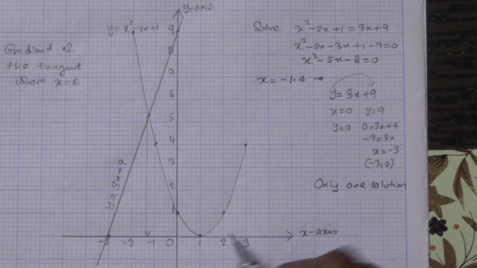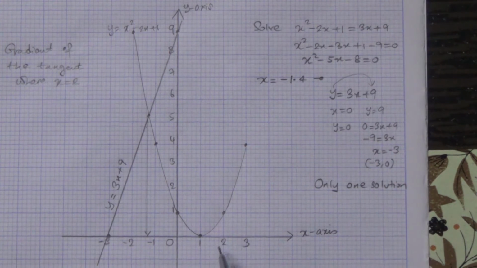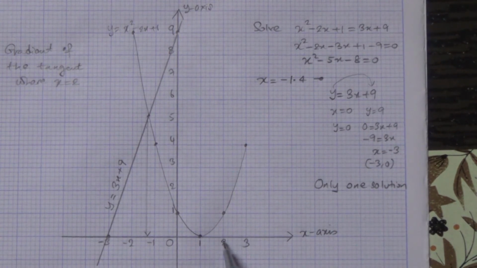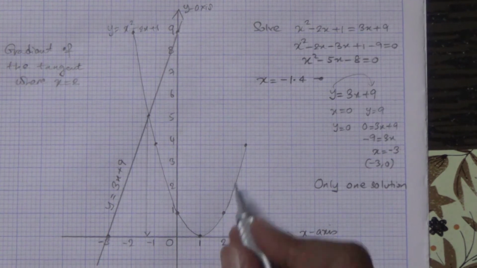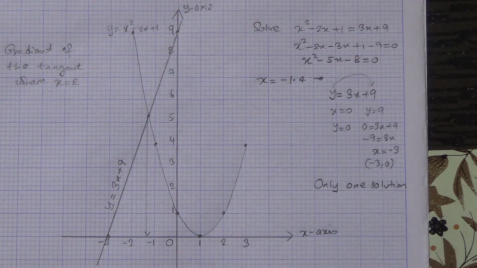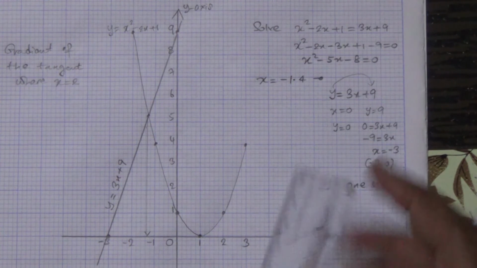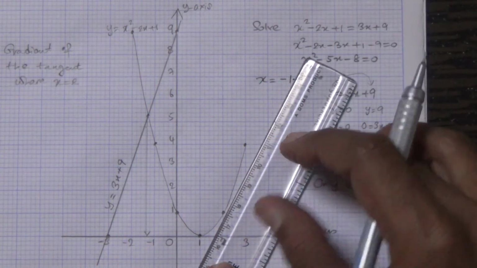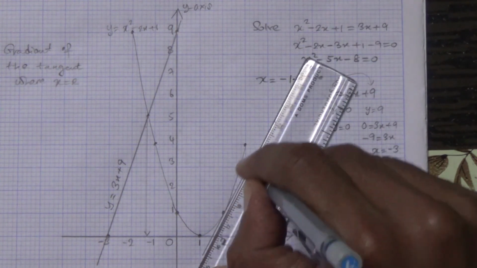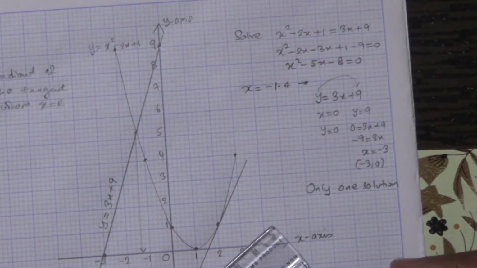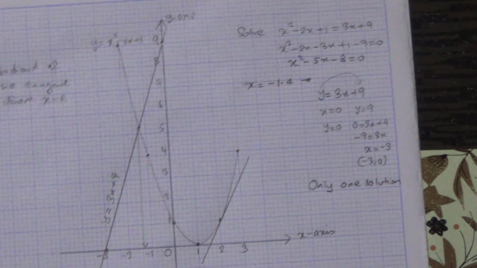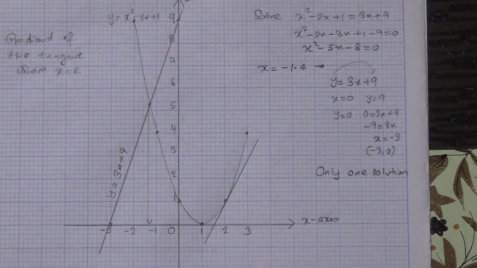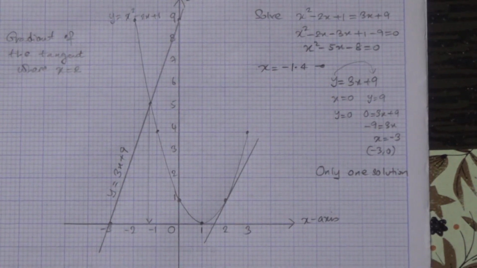Now this is the x-axis, and where x is equal to 2 is here. So we're going to draw a tangent at that point where x is equal to 2. A tangent is a line that touches the curve. So let's draw a tangent here. It doesn't matter what length it is, but just be reasonable with it. And here's your tangent. Now we need to find the gradient of this tangent.